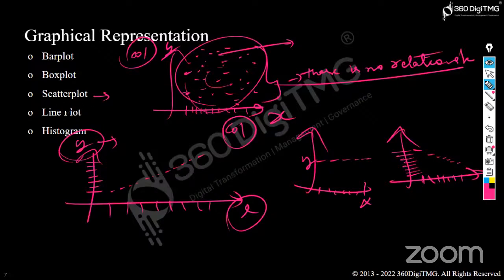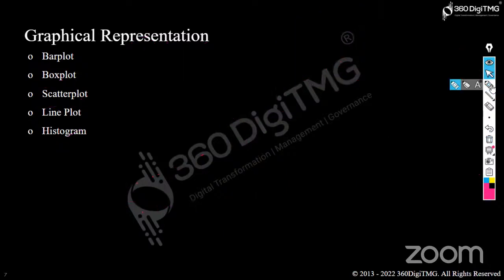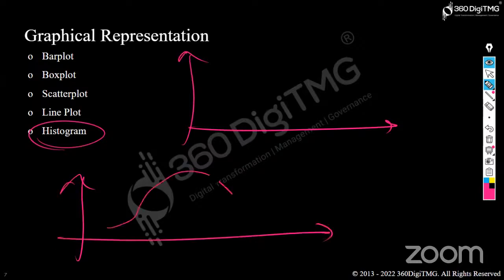So this plot gives you an understanding of the relation between the features or variables. Okay, so this is what we understand from the graphical representation. Now histogram. Here we also have one more that is very important, that is histogram. Let's say for example, I have a graph. This is a graph and this is the mean value and this is the standard deviation.